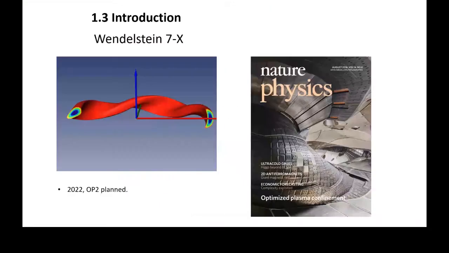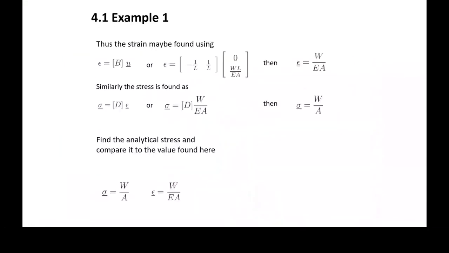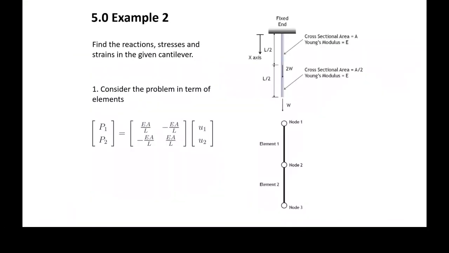I'll just go back to the slide which we had last week. All right, okay. So this is example number 2. Now, example number 2, we have again a cantilever. The cantilever is fixed at one end and is loaded with 2W at the mid length, and 1W at the free end. The length is L and the load is applied at L over 2. So this is the mid span.